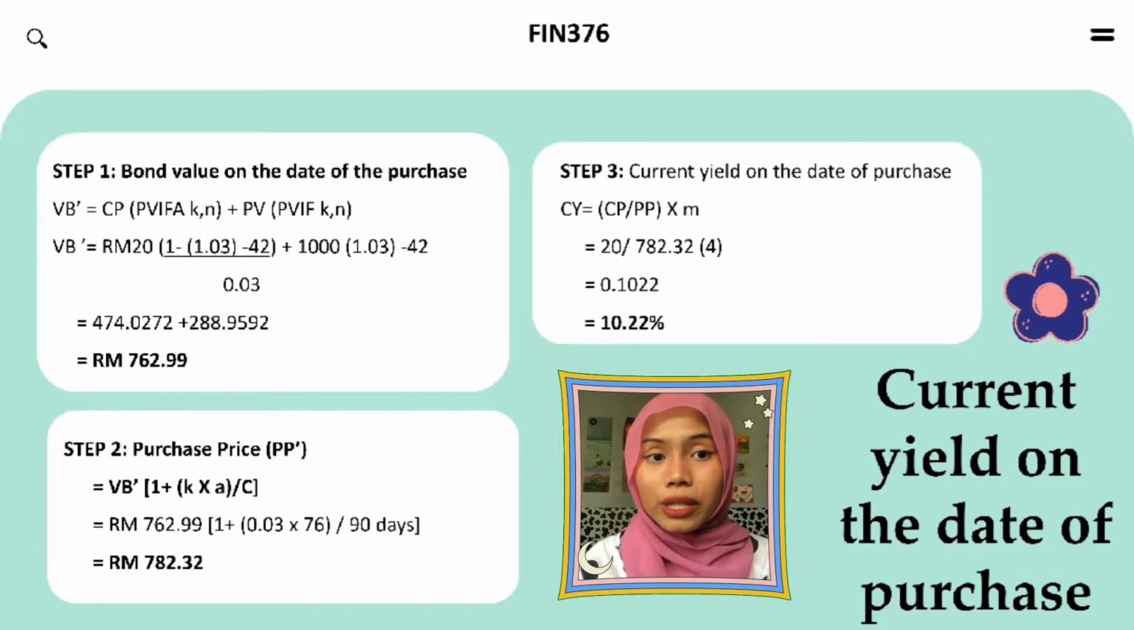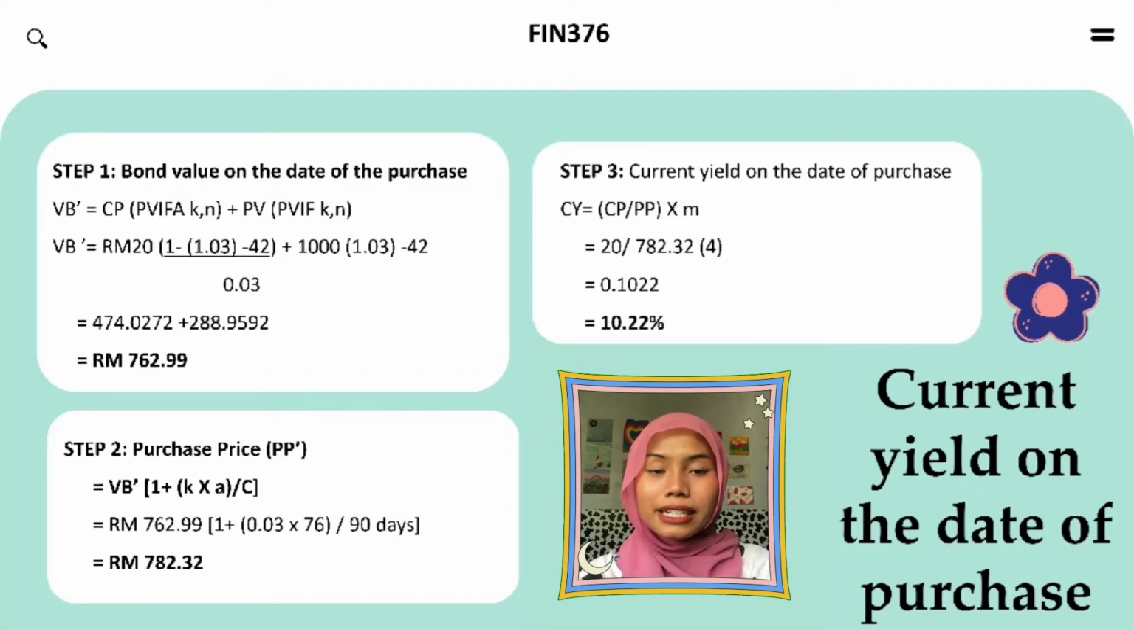So the CP is 20 ringgit, open bracket 1 minus open bracket 1.03 close bracket powered with negative 42, divided by 0.03 close bracket. And then we have to add 1000 ringgit for the par value, times open bracket 1.03 close bracket power negative 42. After calculating according to the formula, we will get 762 ringgit and 99 cents.